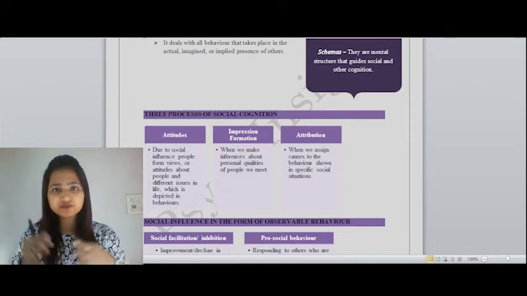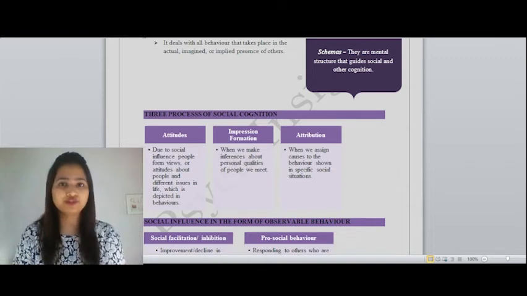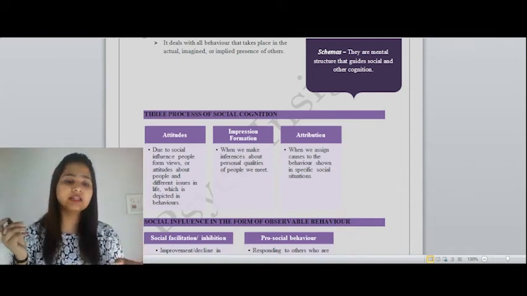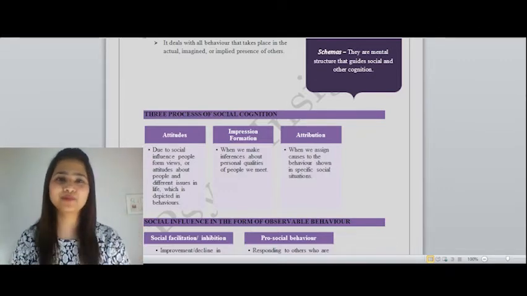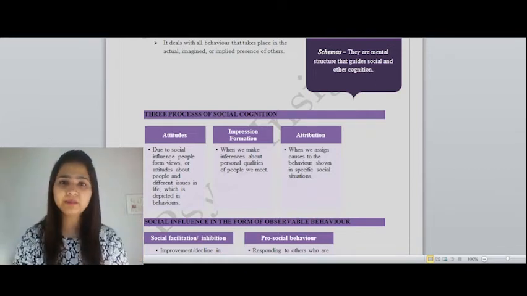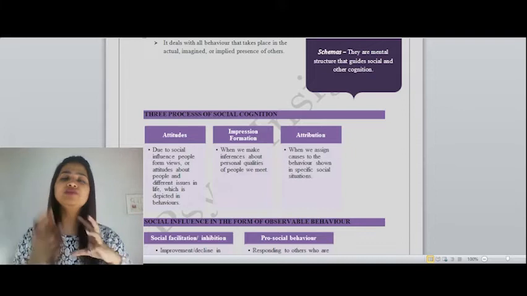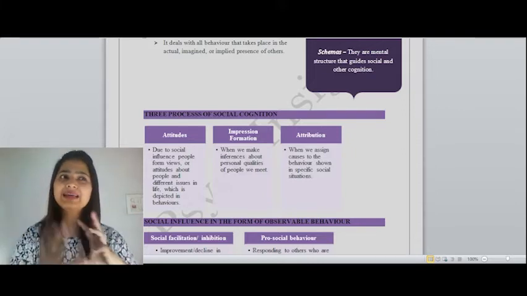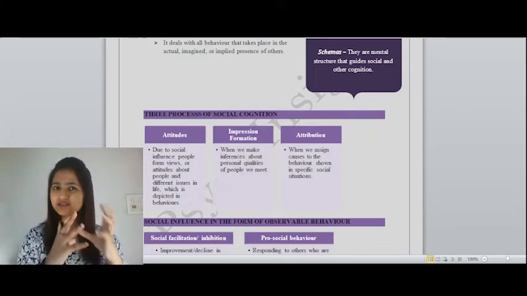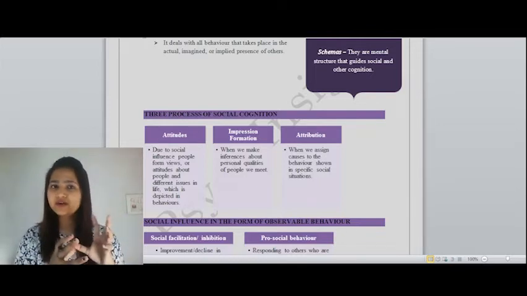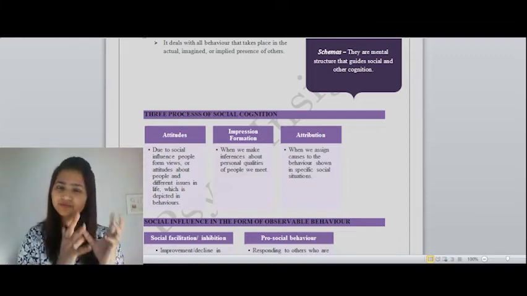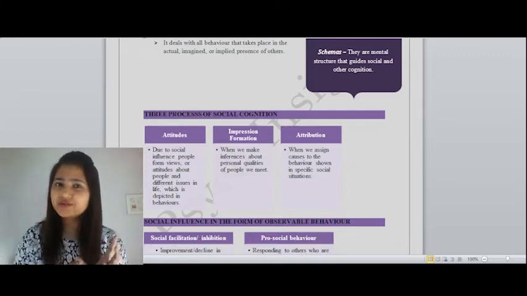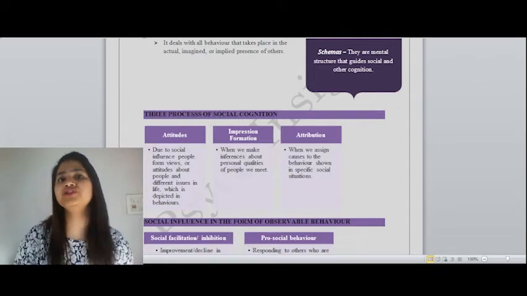The second process of social cognition is impression formation. You must have heard this phrase, first impression is the last impression. So just remember impression formation from that. When we meet people, we form certain conclusions, or certain ideas about them. We draw certain inferences about them. Those inferences are what is known as impression formation. Basically, when you try to make an inference about the qualities of somebody, that is what impression formation is.